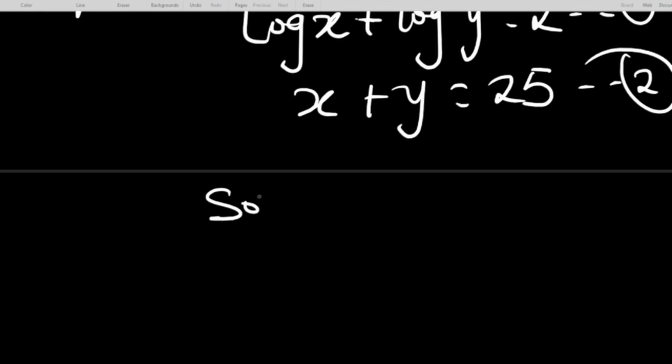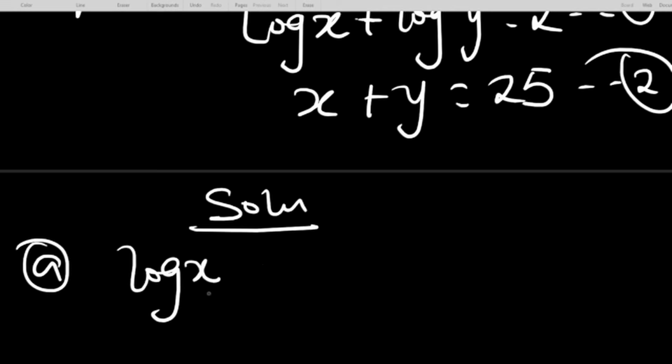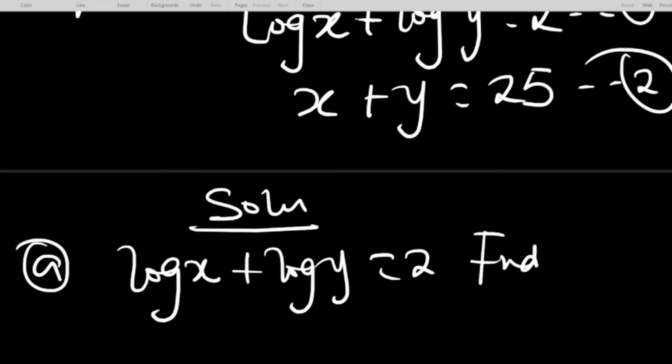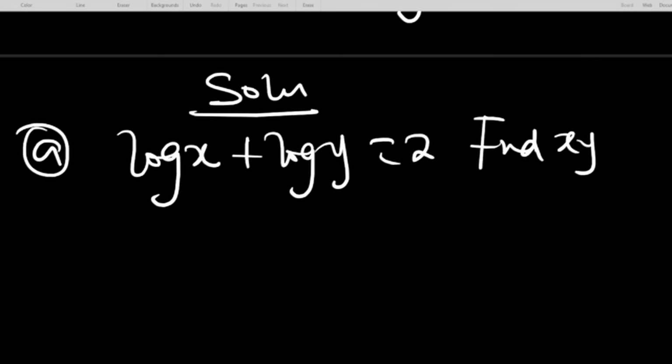Here we have the solution. For the first part, which we are going to call part A, it says that log x plus log y equals 2, and we are asked to find xy. Okay, now, the first thing you have to do right here is to notice that the logarithms are adding, and luckily they share the same base. So we are not going to apply the change of base formula here.